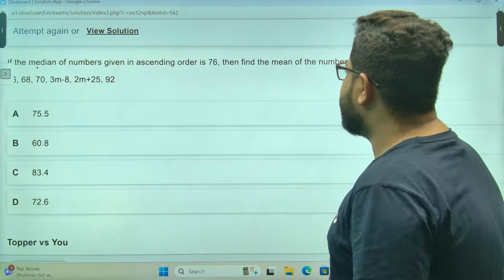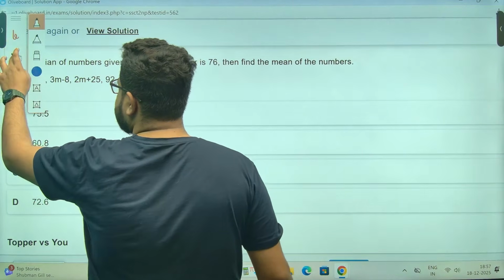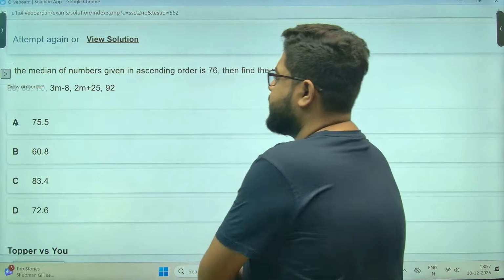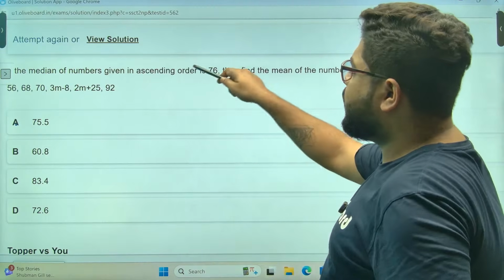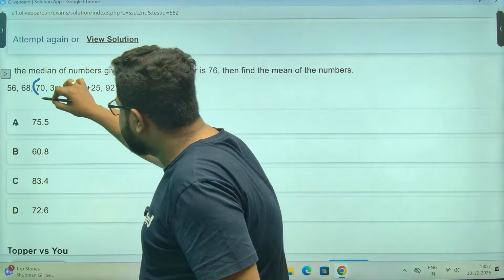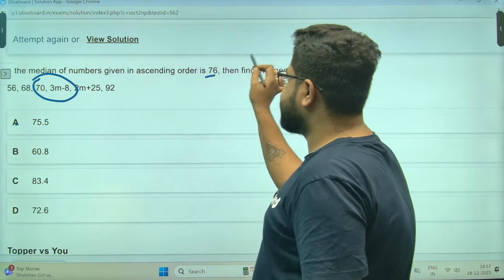Median of the numbers in ascending order is 76. Wait a second, I cannot see the first number. Yep. 56, 68, 70, this. 1, 2, 3, 4, 5, 6. 6 numbers. Then the median will be the average of these two. Acha, that is given as 76.